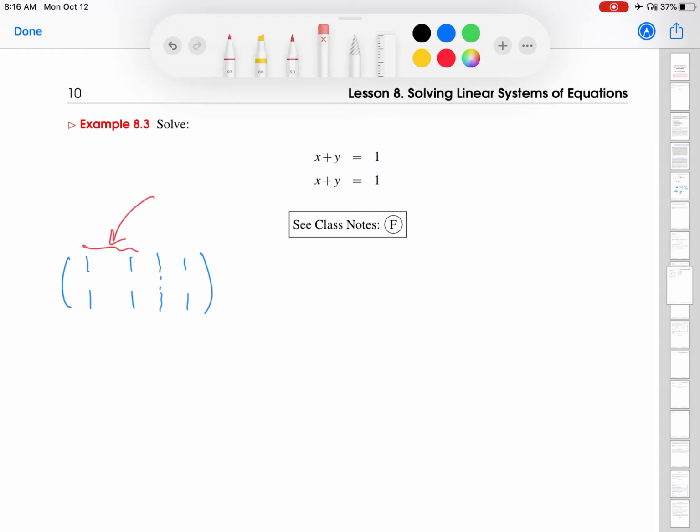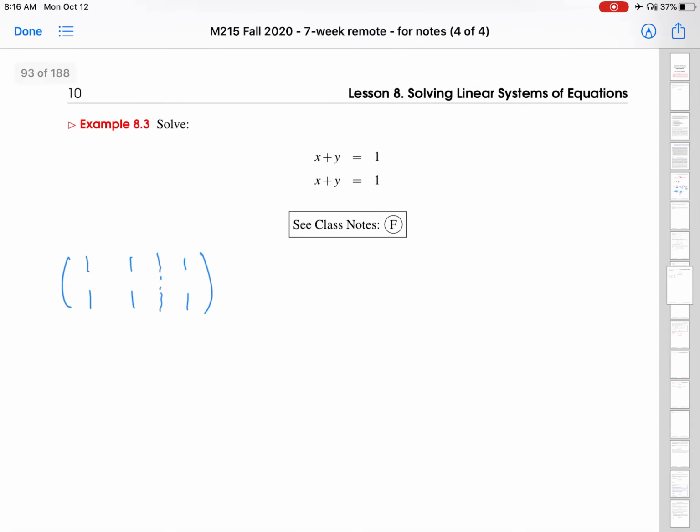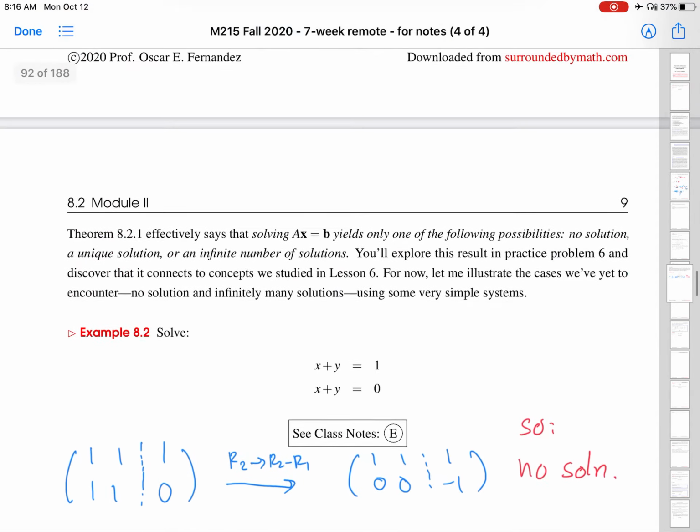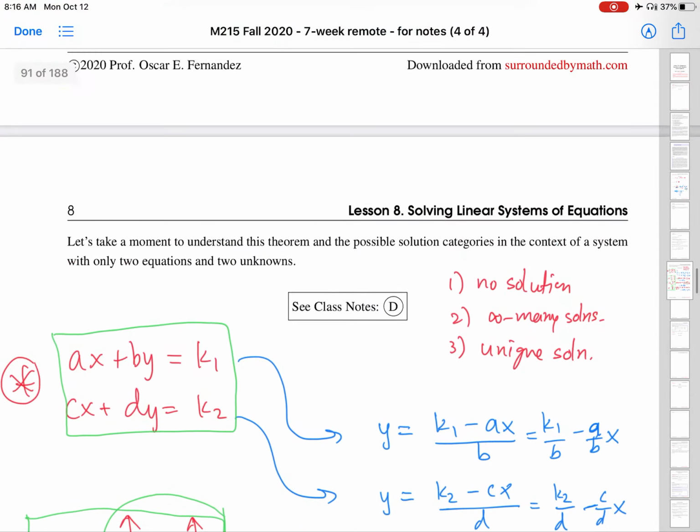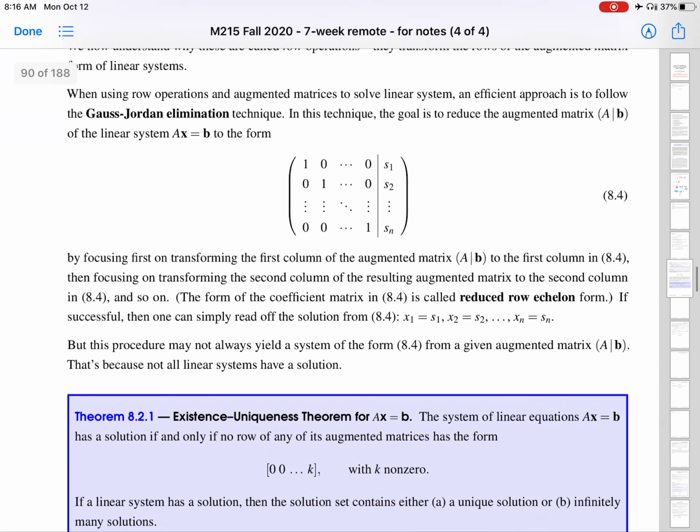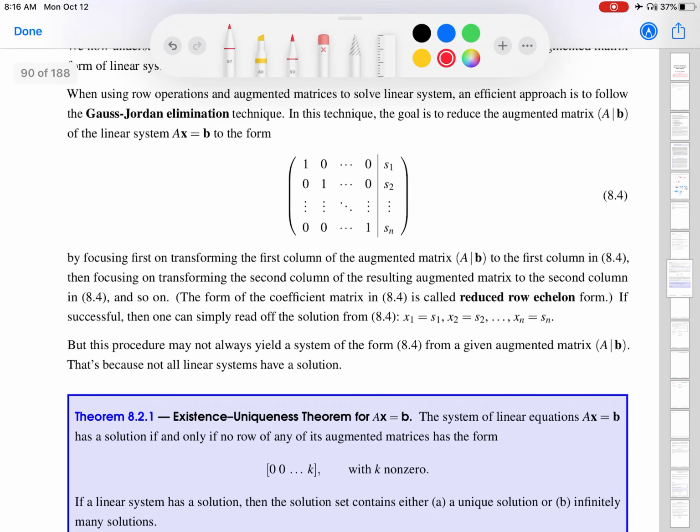Okay, so now I'm going to start the process of getting this to the form that I would ideally want it to be in to back out the solution. So I'm going to scroll up and remind you of what that form looks like. This is what is over here. This is ideally the form we want to get the augmented matrix into.